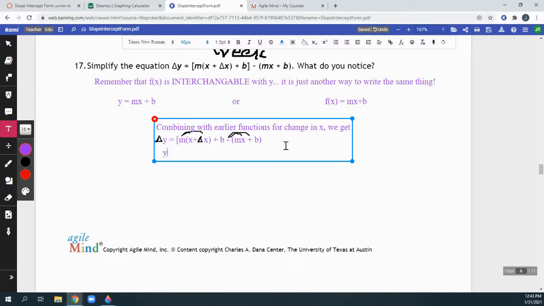Change in y equals mx plus, oh, m times change in x, plus b minus x minus b.